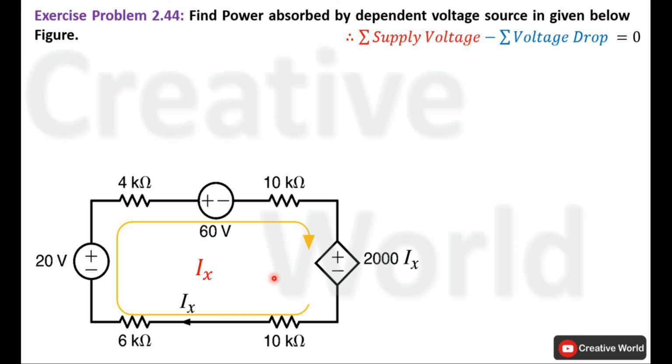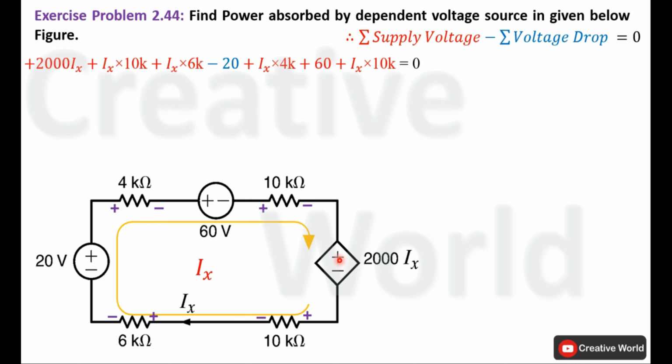Before applying KVL, first we have to make polarity notation across these resistances according to the direction of current Ix. We know that current entering terminals are taken with positive sign and current leaving terminals are taken with negative sign according to passive sign convention. Write KVL equation for this closed loop. Start from this dependent voltage source. Current entering terminal is positive, so voltage across this dependent voltage source, that is 2000 multiplied by Ix, will be taken with positive sign. Next element is 10 kilo ohm resistance.